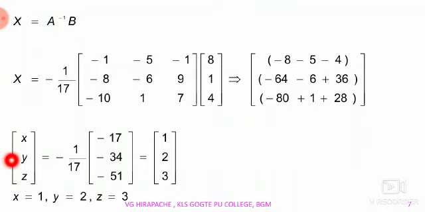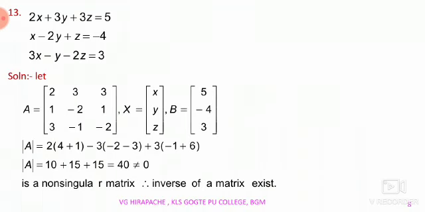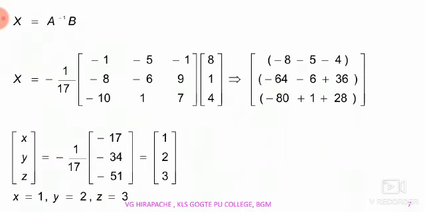Therefore, this X is nothing but the variable matrix containing the variables x, y, z, equal to minus 1 by 17. The simplification of this column matrix will be minus 17, minus 34, minus 51, and minus 1 by 17 is multiplied to all these three elements. We have the numbers 1, 2, 3. Therefore, x is equal to 1, y is equal to 2, and z is equal to 3. Therefore, these three values satisfy the first, second, and third equations respectively.